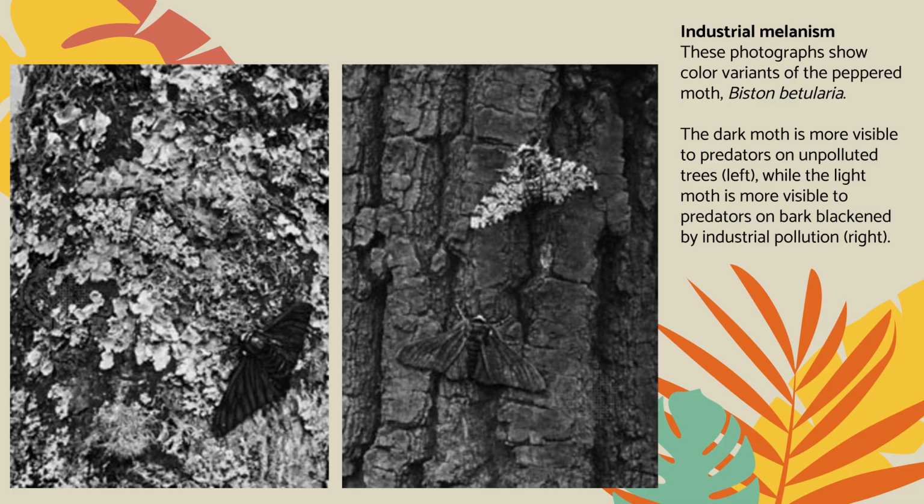Let us consider industrial melanism in peppered moths. In clean environments, light-colored moths blend in better and avoid predators. When pollution darkened tree bark, dark-colored moths became harder to see and survived more often. As a result, dark moths increased in the population.